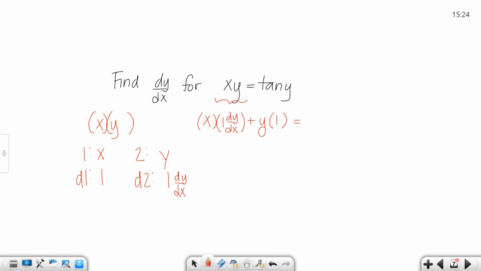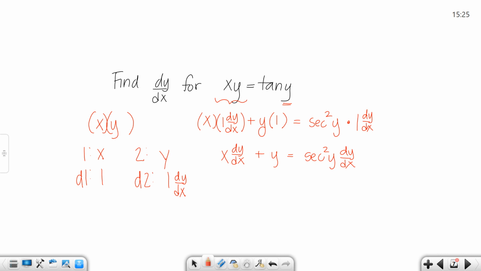Okay, on the right side I need to take the derivative of tangent. So the derivative of tangent is secant squared. Now, remember you have to also take the derivative of the angle. So the derivative of the angle would be the derivative of y, and the derivative of y is 1, but remember you have a dy dx there. So cleaning this up, we have x dy dx plus y equals the secant squared of y dy dx.